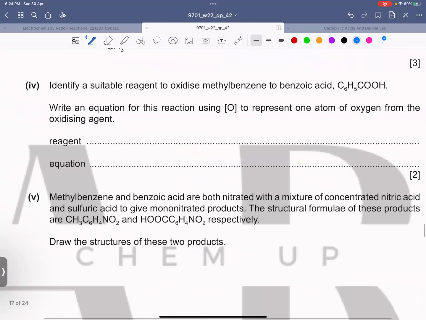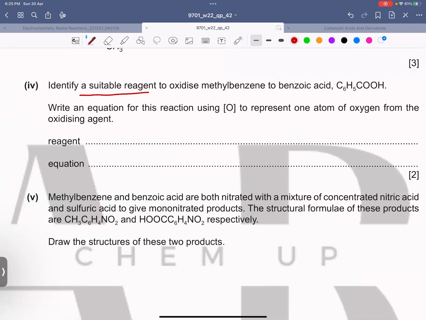Okay. Now, next part. Identify a suitable reagent to oxidize methyl benzene to benzoic acid. So there is one common oxidizing agent. Write an equation for this reaction using atomic oxygen to represent one atom of the oxygen from the oxidizing agent. What is the reagent? KMnO4. KMnO4, but remember, do not write just KMnO4. You have to write along with the medium. Normally, in all of the oxidations of our organic compounds, we always use acidified potassium manganate 7. But in this case, we always use hot alkaline KMnO4.